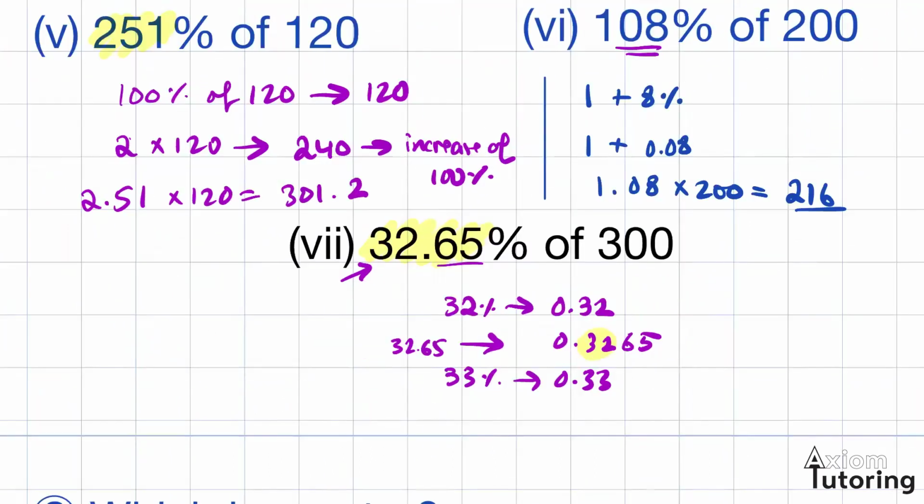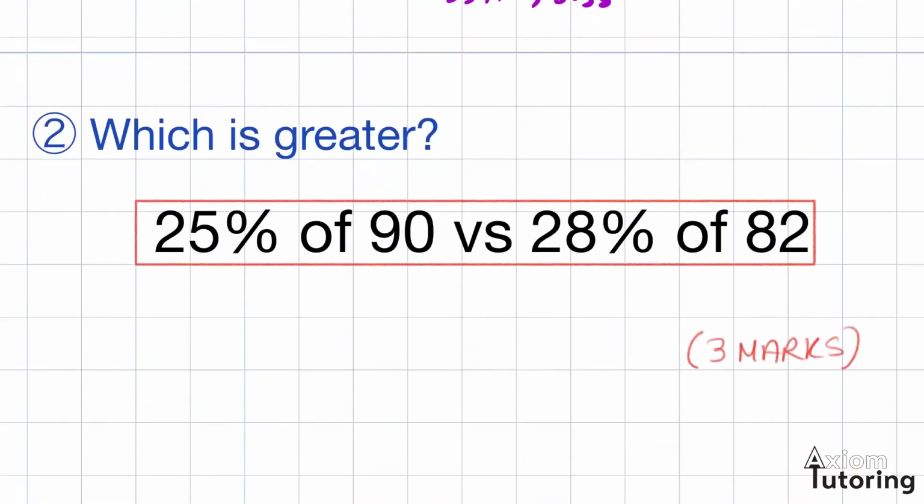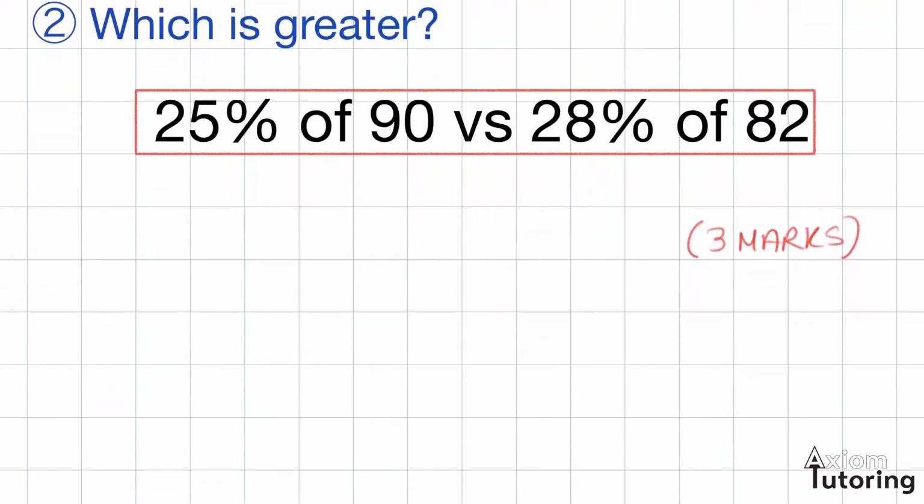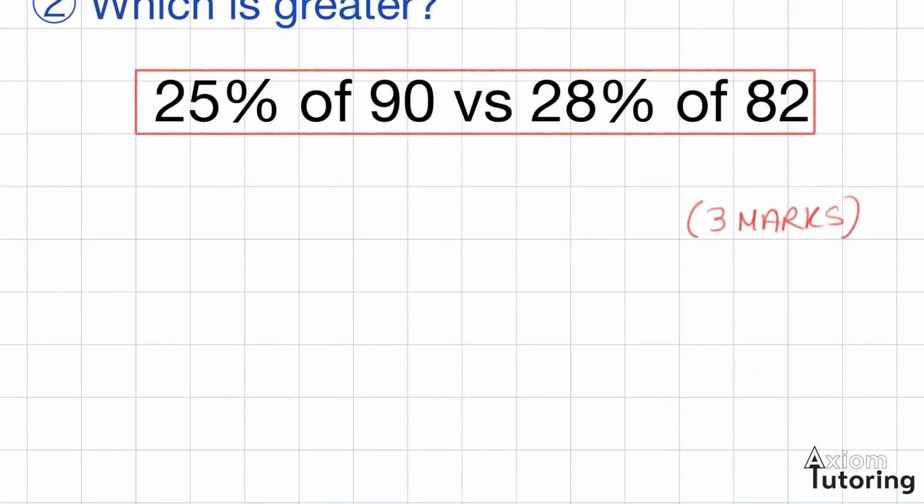So the multiplier is 0.3265, and we multiply that by 300. 0.3265 times 300, and you get 97.95. So by now you can probably see how useful multipliers are in solving percentage problems. They also allow us to quickly compare quantities such as these.